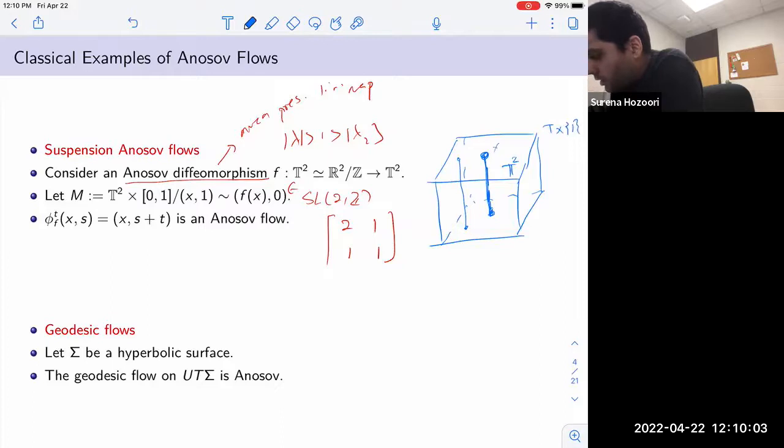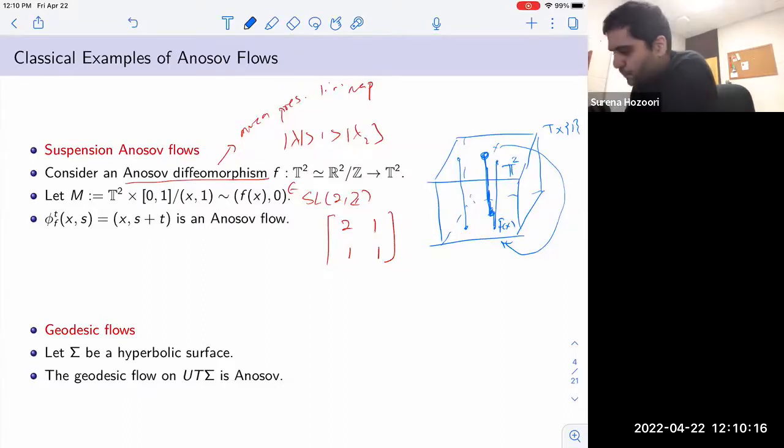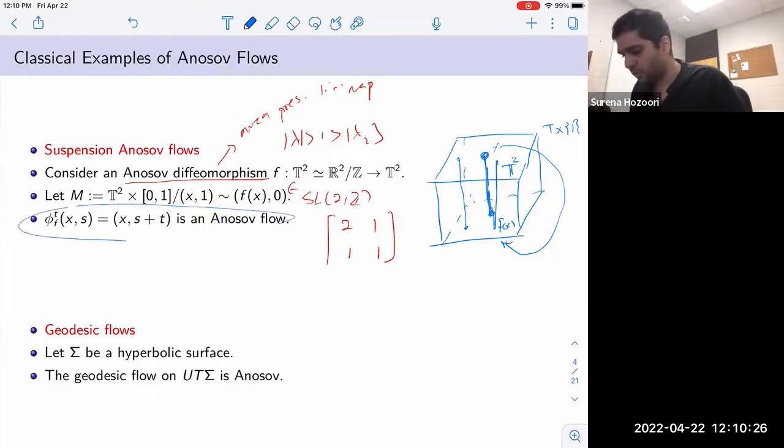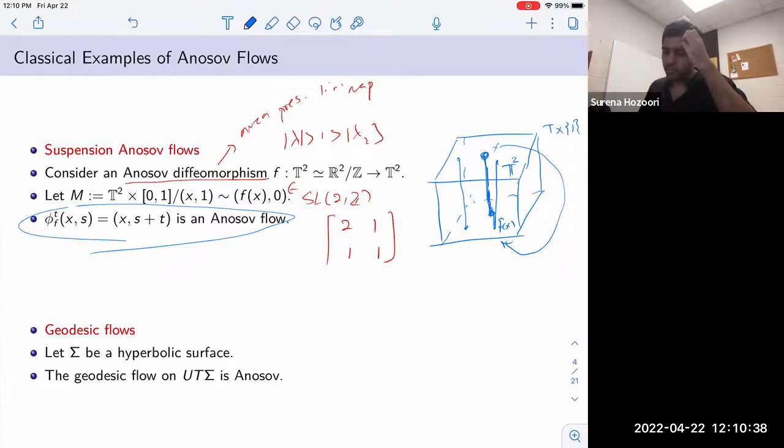Let's call that x, and then we glue this using the map f to another point f of x, and continue the flow line from here, and so on. So we use this gluing map not only to build the manifold, but we will also induce some sort of flow on it, which can be seen as Anosov if that diffeomorphism is Anosov. And another, even more classical example is the example of geodesic flows.